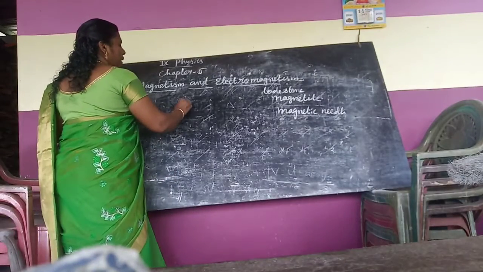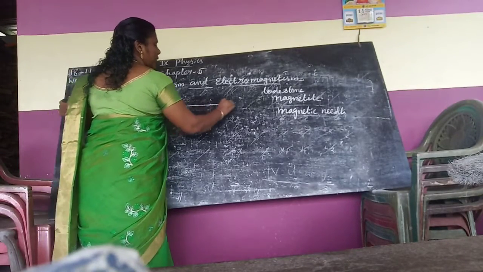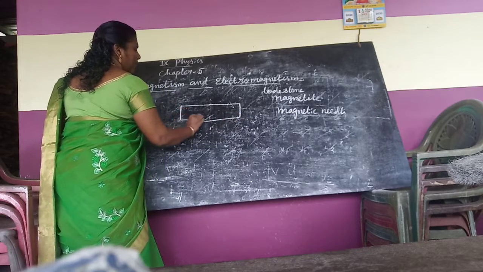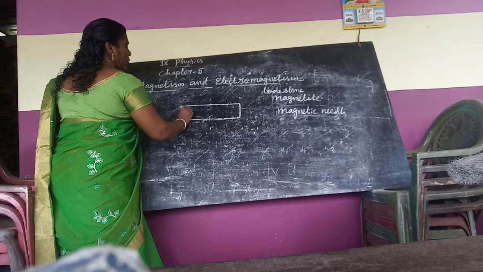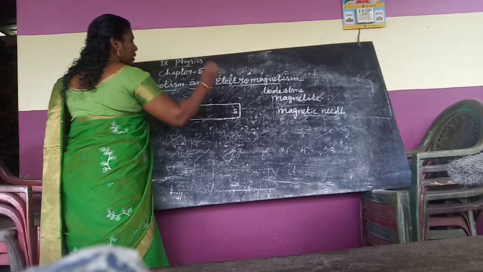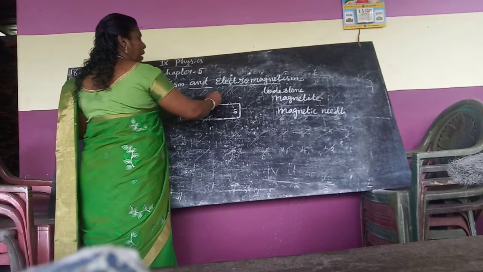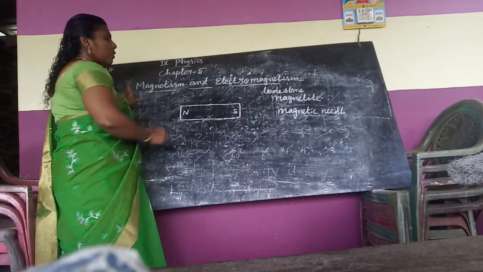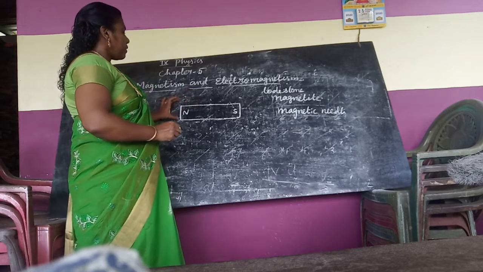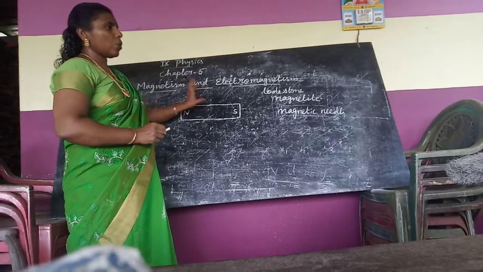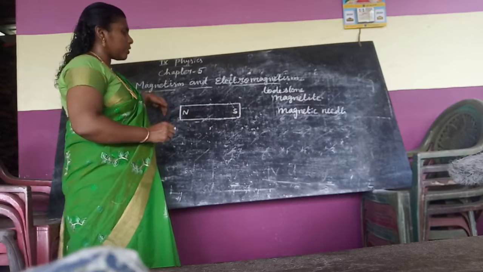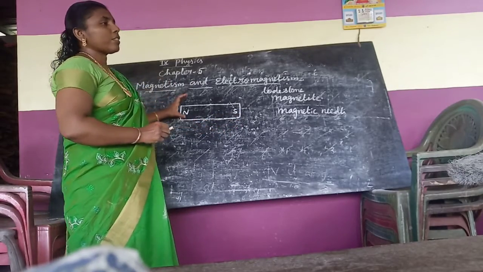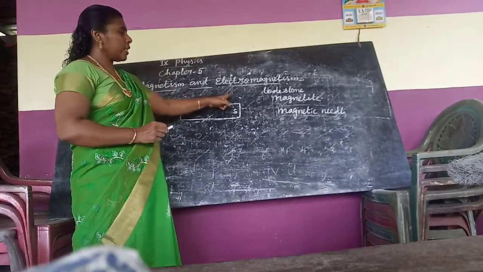Next one is the magnetic field. Suppose this is the magnet and two poles are there, north pole and south pole. The space, the region around the magnet where the force of influence acts, is called the magnetic field. The region around the magnet through which the force of influence acts is called the magnetic field.